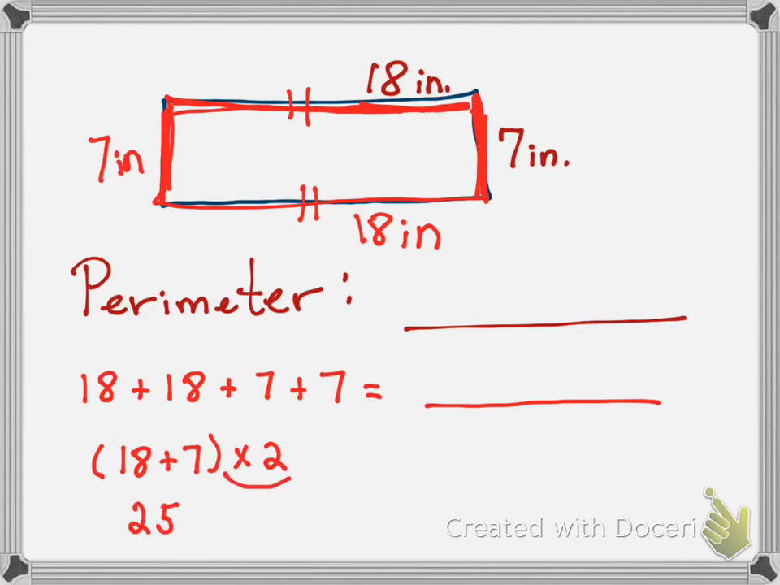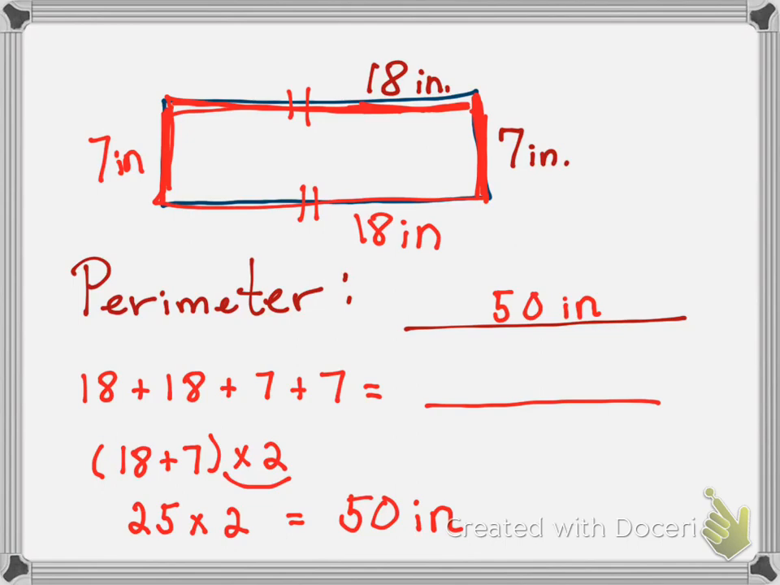Now we bring this multiplication down. 25 times 2 is equal to 50. We have to make sure we label it 50 inches. So the perimeter of this rectangle is 50 inches around.